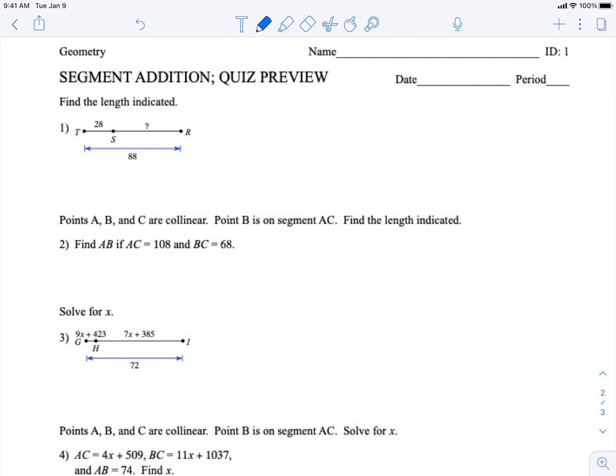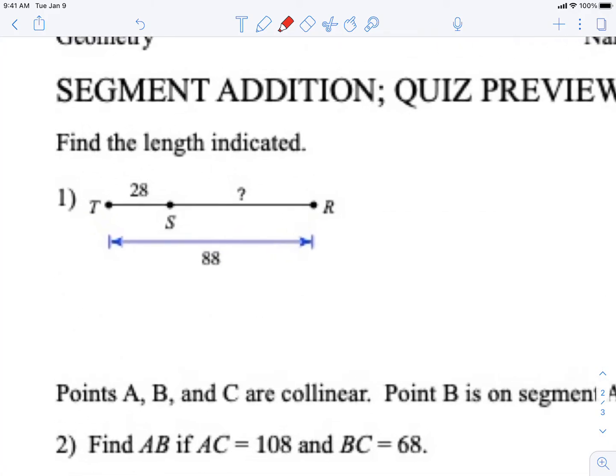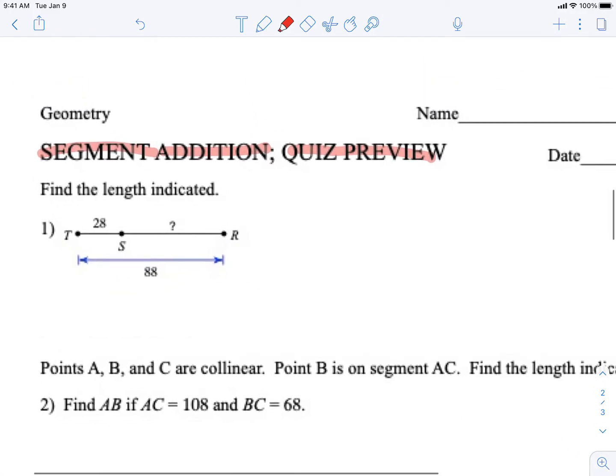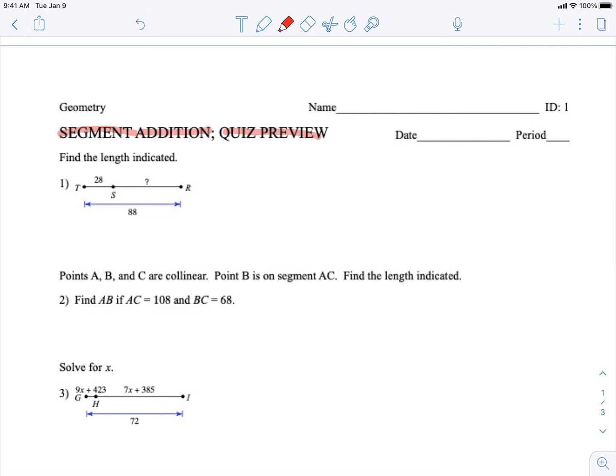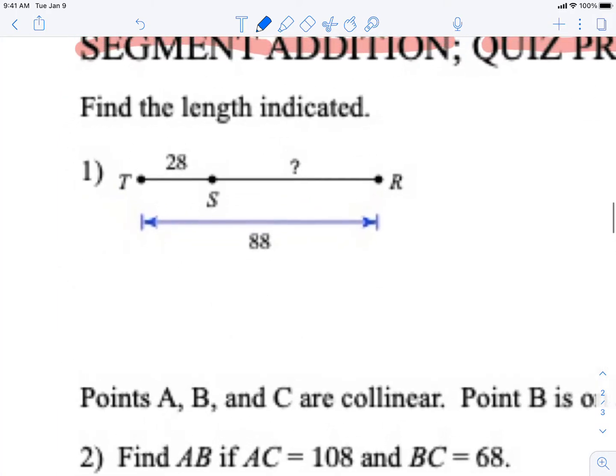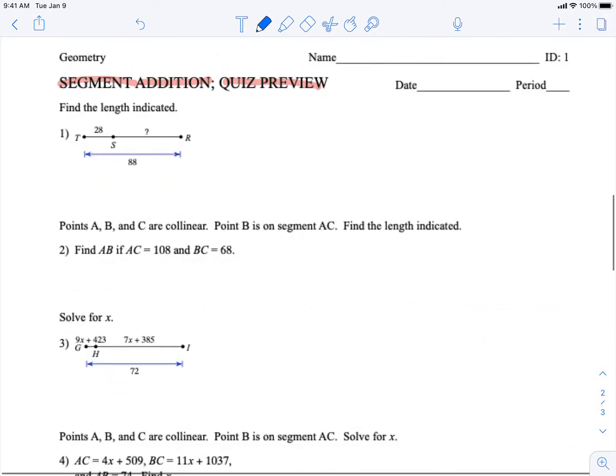All right, kiddos. So we are going to do the segment addition quiz preview video lesson here, right? The quiz is coming up pretty soon, so let's review and see what's going to be on the quiz. First of all, what did I forget? Paper, notebook, pencil. Have it out, right? All right, so let's get to it here.